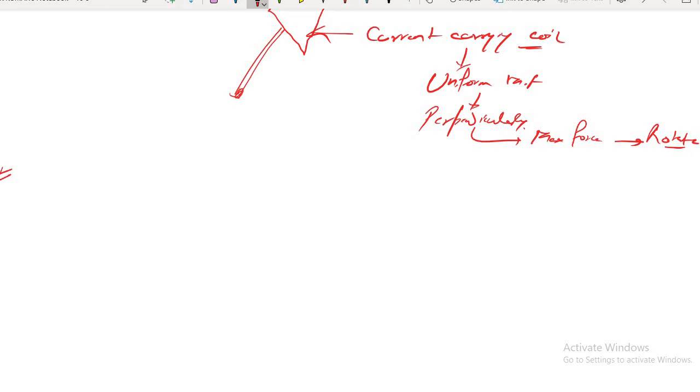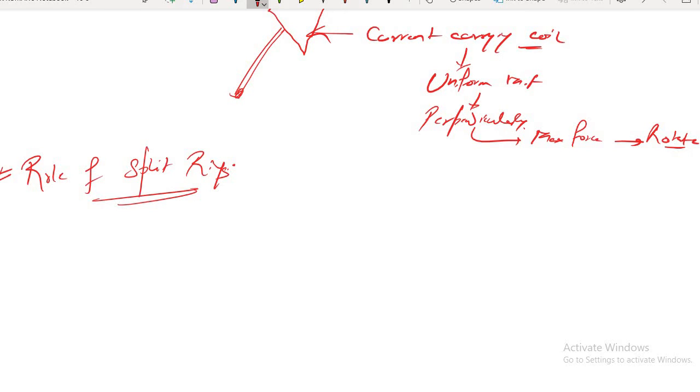Next question. What is the role of the split rings in an electric motor? Come on, who can tell me? Sir, it reverses the direction of the current. The role of the split ring in an electric motor is to reverse the direction of current.